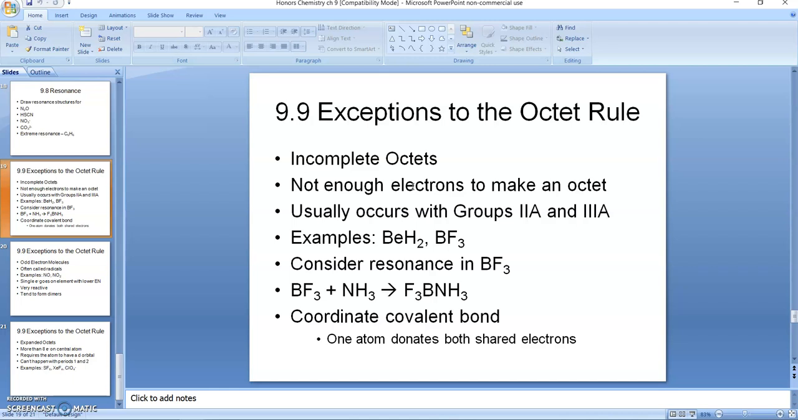The first of them is something called an incomplete octet. Octet means 8 electrons. Incomplete means you don't have 8. You have fewer than 8. That generally happens with electron deficient molecules, where the central atom is from the second column, like beryllium, or from the third column, often boron or aluminum, where you don't have enough electrons to go around. And so you can't make an octet. In some cases, you can make the octet, but it's better not to. So let's take a look. The examples I give here are beryllium hydride and boron trifluoride.